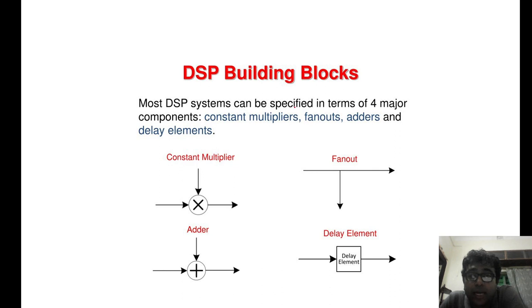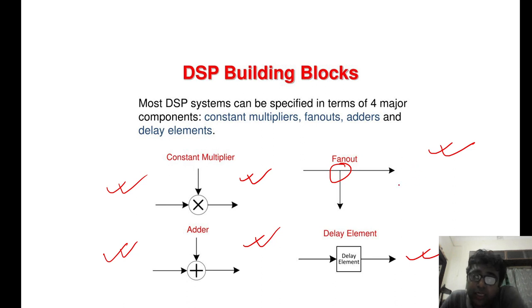Most DSP systems can be specified in terms of 4 major components: constant multiplier, that we have already discussed, fan outs, adders and delay elements. We have already discussed the delay elements. There is no basic difference between a multiplier and a constant multiplier, and the constant adder also. Okay, and this is the fan out. What does the fan out basically mean? Fan out basically means a point from which the signal will be divided, the strength of a signal is being divided in two parts.